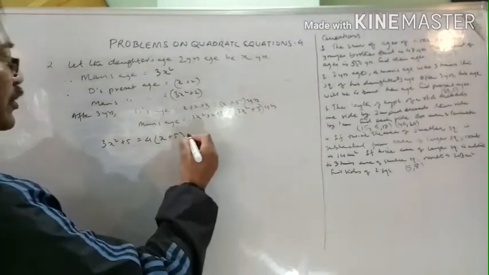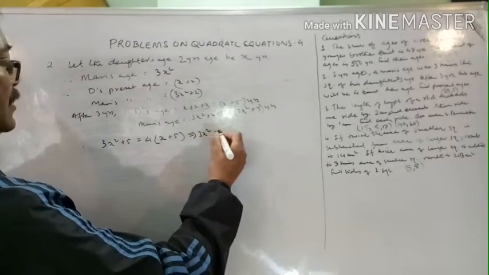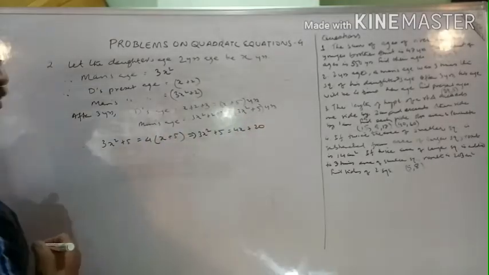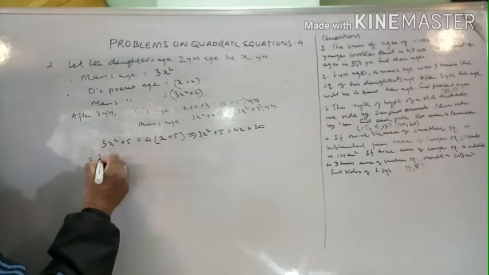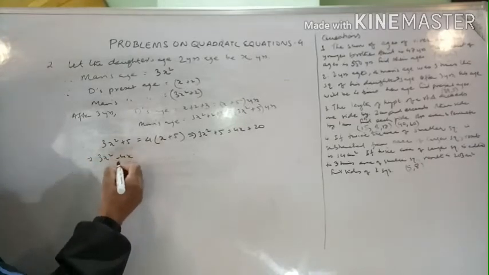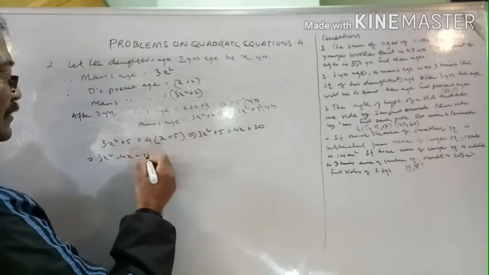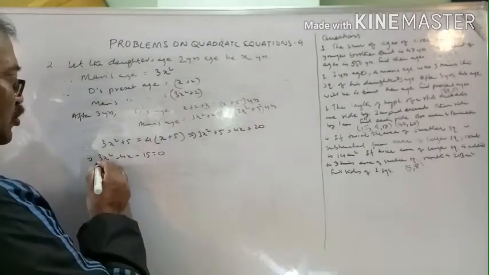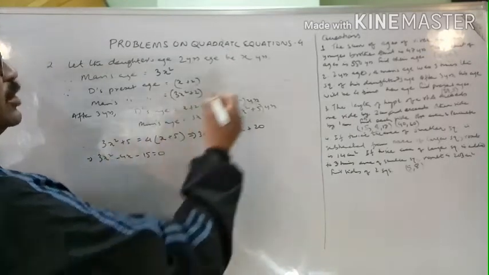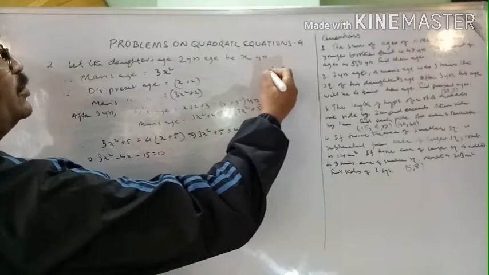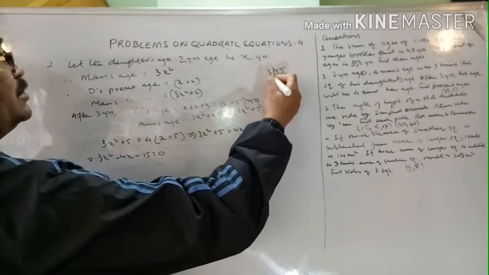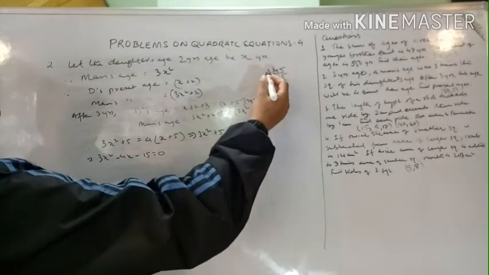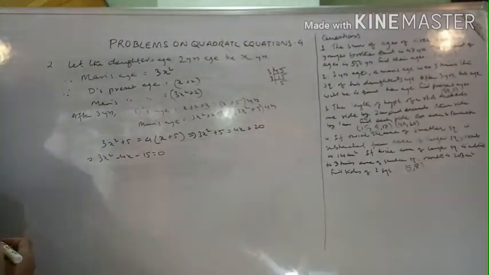Okay, so if you open the bracket, what do you get? 3x square plus 5 equal to 4x plus 20. Now bring everything to the LHS. So 3x square minus 4x, and 5 minus 20 will be minus 15, equal to 0. So if you factorize, the product is 15 into 3, 45. So if you factorize 45, 3 will go 15 times, 3 will go 5 times. So the difference is 4, so 9 minus 5 is 4. So 9 and 5 we will take.